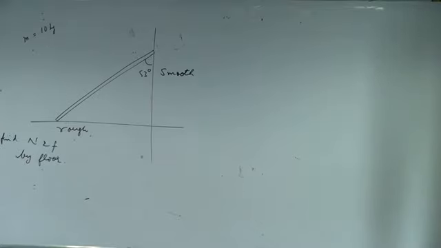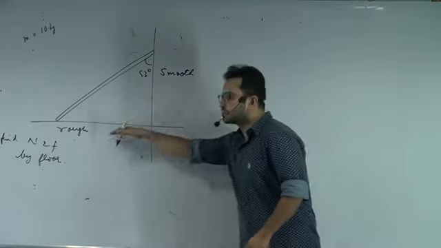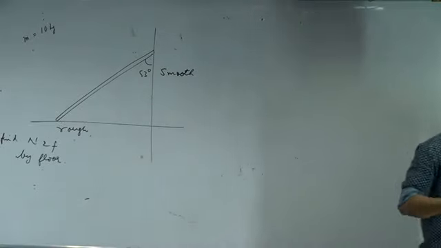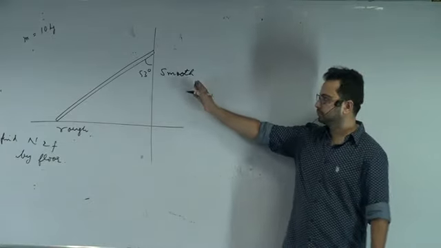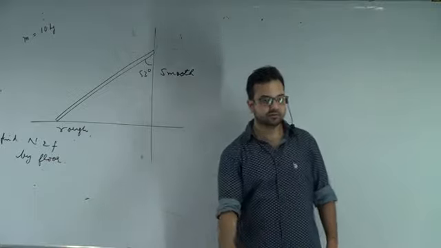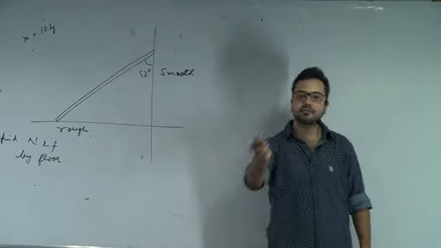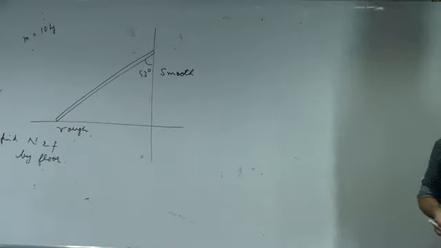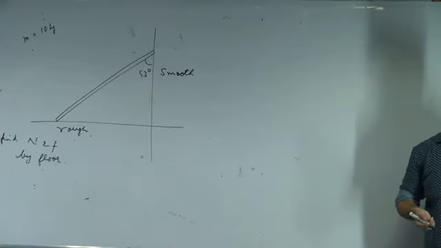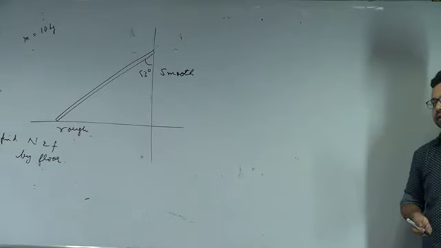Is the length given? Not required. Okay, so this is the wall, this is the floor. There's a rod which is leaning against the wall. The wall is smooth. The floor is rough. Okay, this angle is 53 degrees. The mass is given as 10 kg. Now the question is, find the normal and frictional forces exerted by the floor.